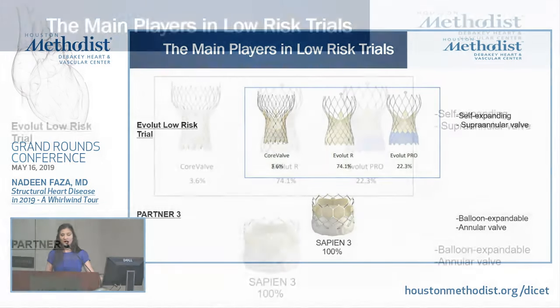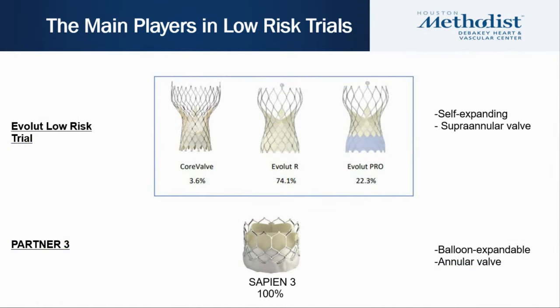These are the main players in the low-risk trials. In the Evolut low-risk trials, the CoreValve was used in 4% of patients, the Evolut R in 74% of patients, and the Evolut Pro, which is the newest generation, was only used in 22% of patients. So that's something to keep in mind when we interpret the results of these trials.